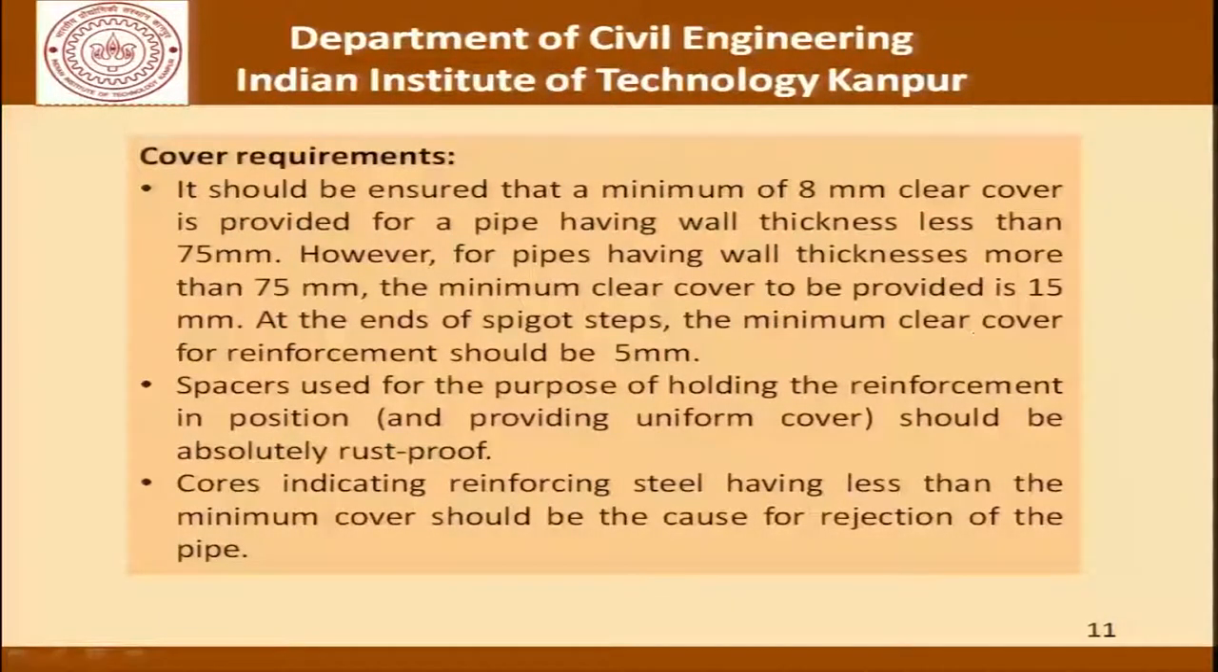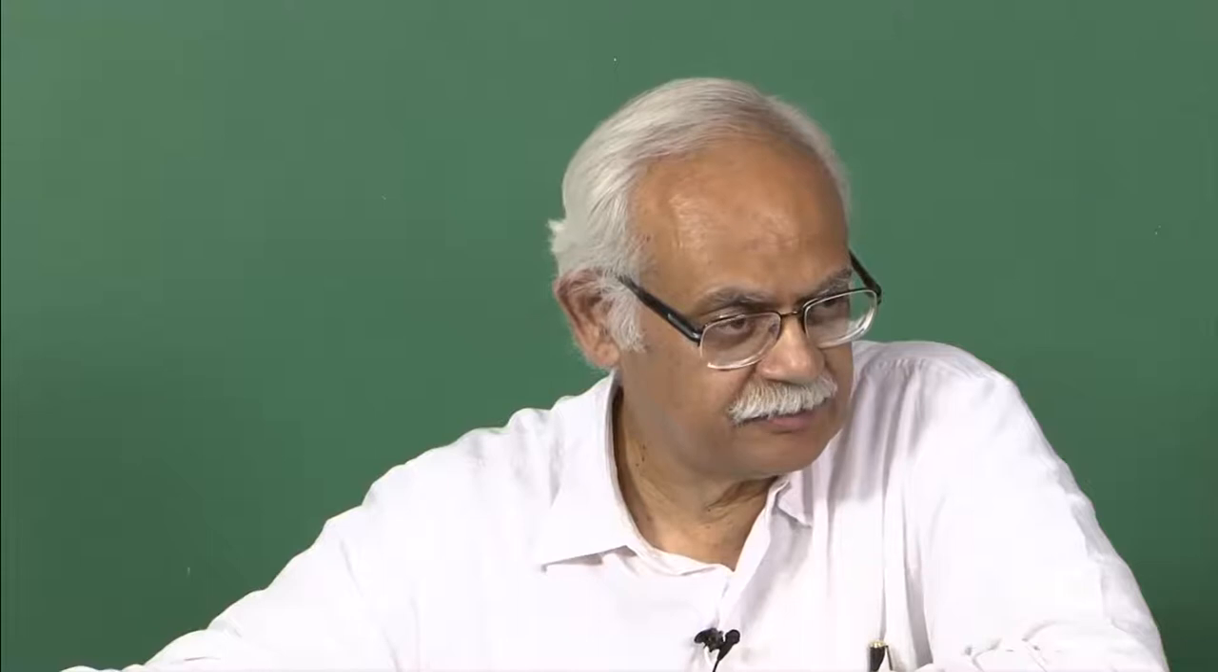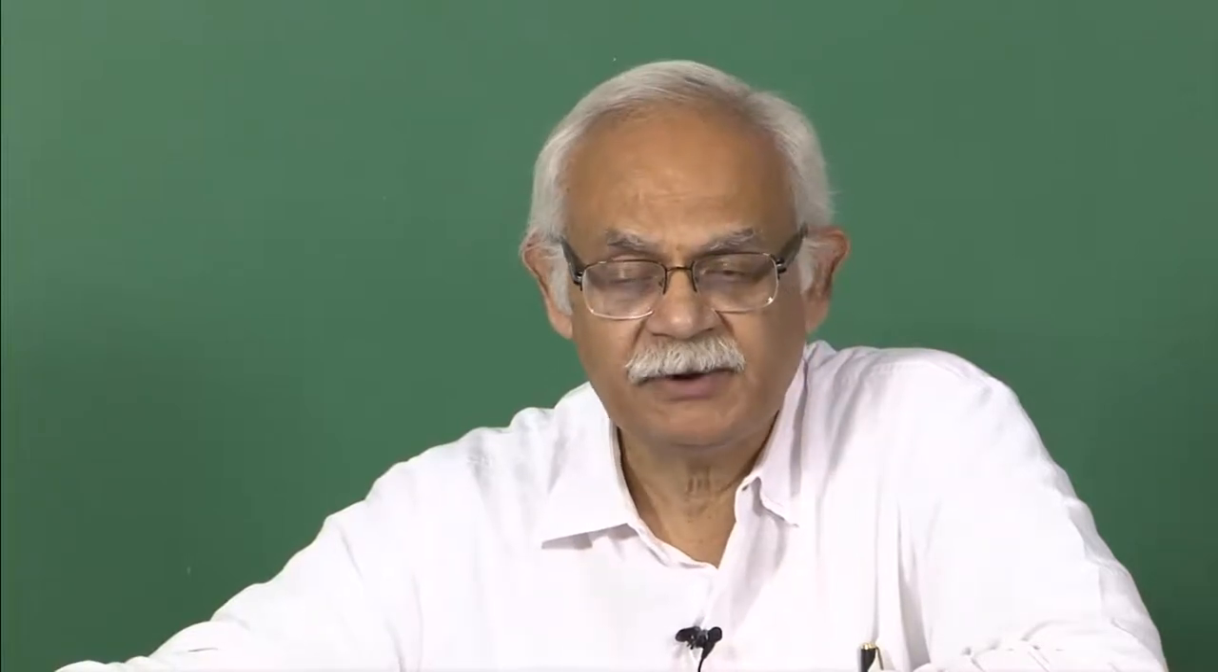So basically what we are saying is that there are specifications that the cover should be maintained to the extent mentioned and required, and in order to determine the cover finally, some cores can be taken. If those cores indicate that the reinforcement is not placed in position as required, and the cover is not being met, then the pipe lot has to be rejected. Now, the details of such rejection procedures will obviously be given in certain standards, and we are not getting involved with that in this discussion.